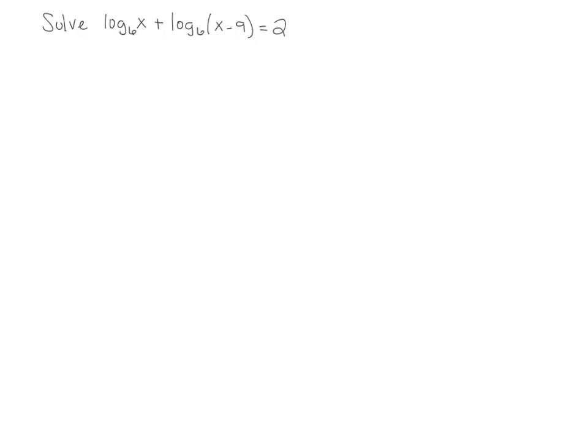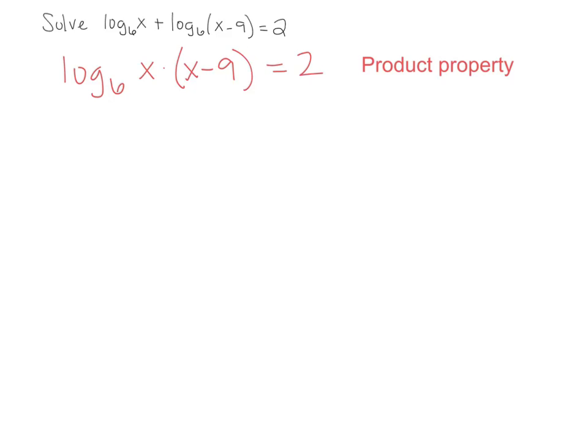So we can rewrite this as log base 6, because they both have a base 6. Since there's an addition sign in the middle here, we can take this x and multiply it by the other part. So x times this gives us log base 6 of x times x minus 9, equal to 2. And the reason is that we just used the product property.